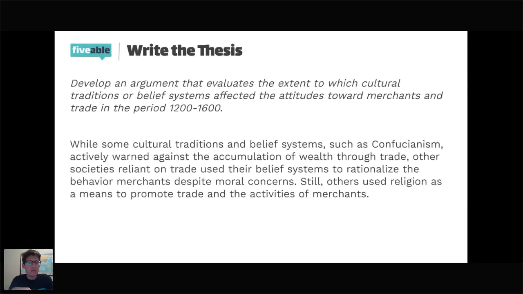So while some cultural traditions and belief systems, such as Confucianism, actively warned against the accumulation of wealth through trade, right? So remember the Confucian documents, and we probably even could bring in Aquinas here, right? Actively warning against the accumulation of wealth through trade. How did belief systems affect it? They actively warned against it and the accumulation of this wealth. So while these cultural traditions and belief systems actively warned against, other societies reliant on trade used their belief systems to rationalize the behavior of merchants despite moral concerns.